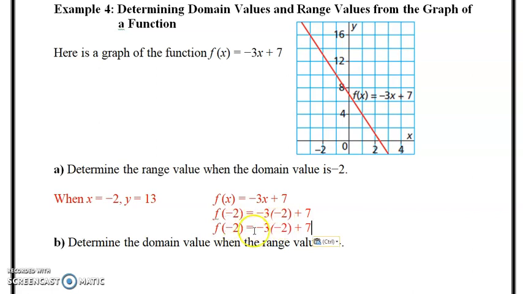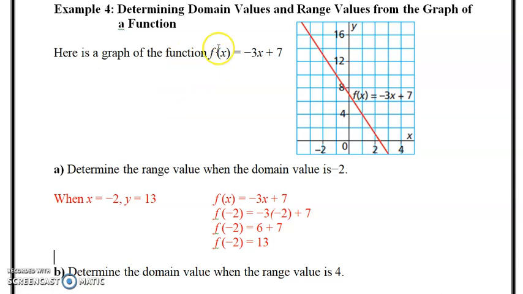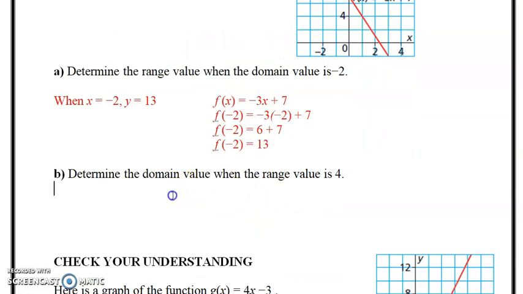Negative 2 times 3 is 6, and 6 plus 7 is indeed 13, we got to that. So you could have obtained that value from the graph, or you could plug it into your function and solve for that as well.